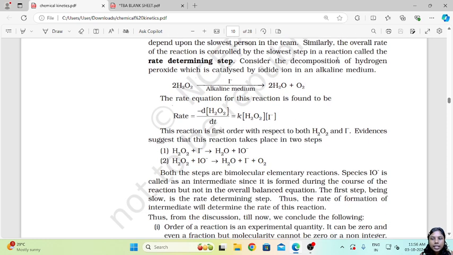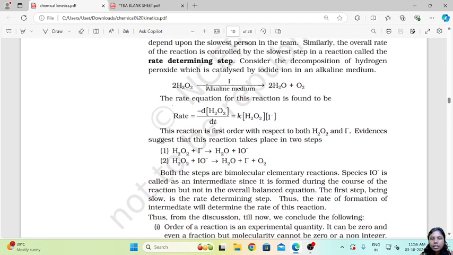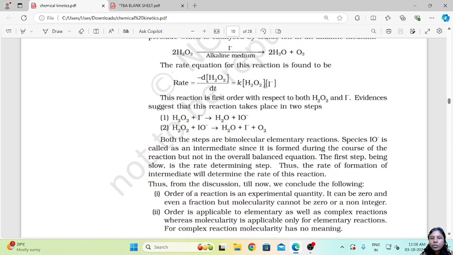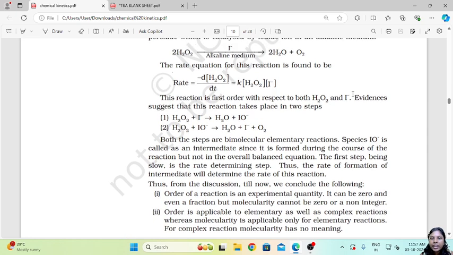Now consider the decomposition of hydrogen peroxide, which is catalyzed by iodide ion in an alkaline medium. If we have hydrogen peroxide here along with iodide in an alkaline medium, it reacts to give us water plus oxygen. If we write the rate equation for this reaction, rate equals minus d[H2O2]/dt, giving us k, the rate constant, times the concentration of H2O2 and the concentration of I minus. So this reaction is first order with respect to both H2O2 and I minus.